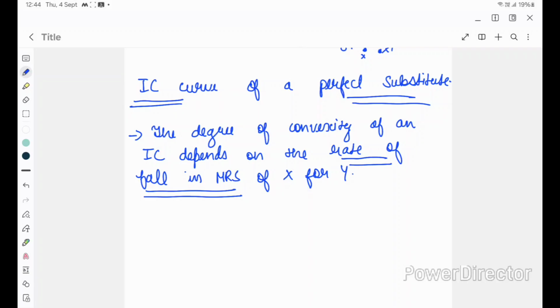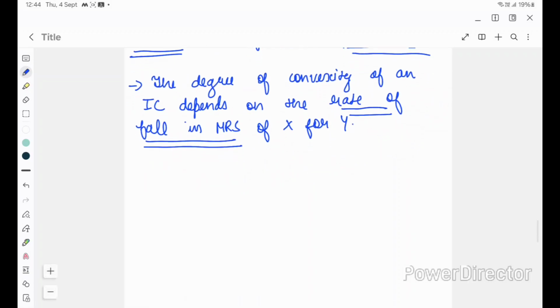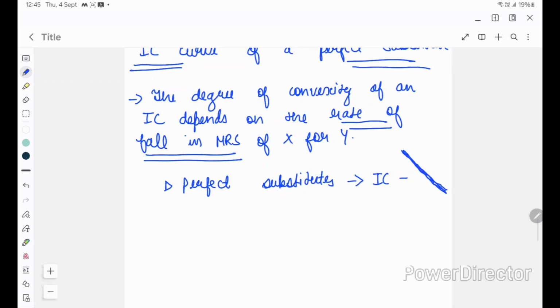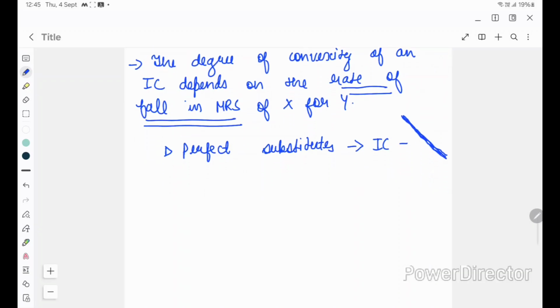In that case what would be the shape of an indifference curve? When two goods are perfect substitutes of each other, IC curve is always a straight line. Remember, when two goods are perfect substitutes, in that case IC curve is a straight line. It is a straight line, and on this straight line the marginal rate of substitution for one good to another good remains constant. ठीक है, क्योंकि आपको दोनों गुड्स की बराबर ज़रूरत है, they are perfect substitutes of each other.